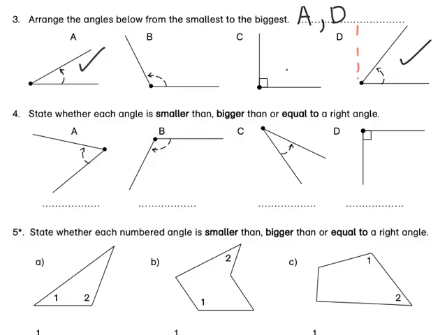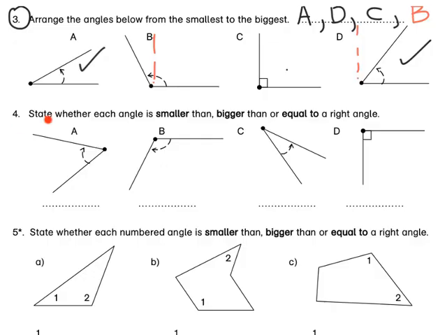Then C is a right angle, so that comes next. And lastly, B, that would be a right angle. So B moves past the right angle, so that is our largest angle. So it goes A, D, C, B. Press pause to complete 3 by yourself now.